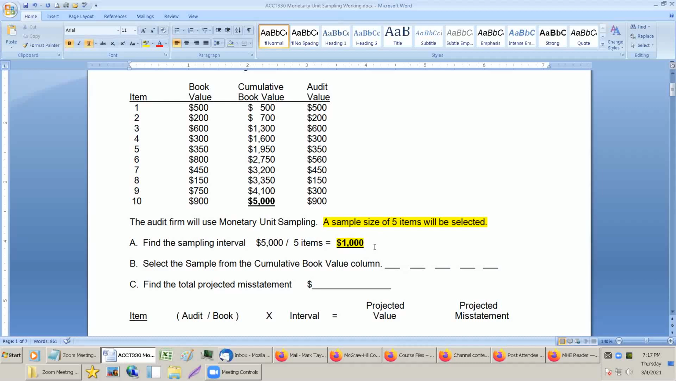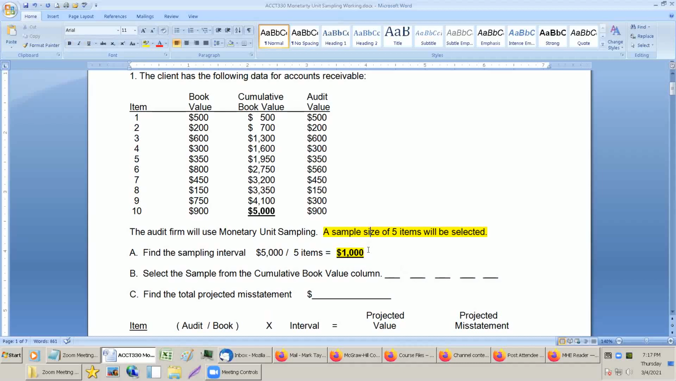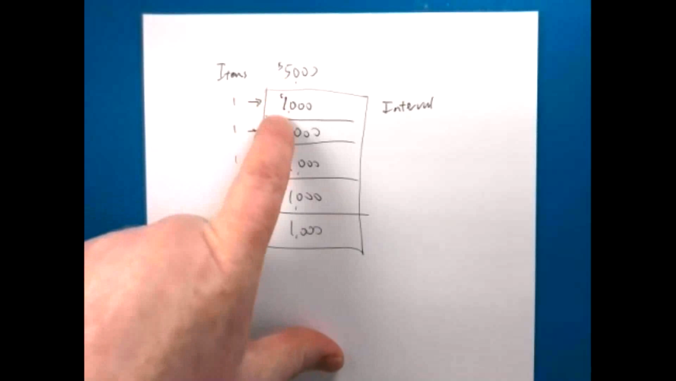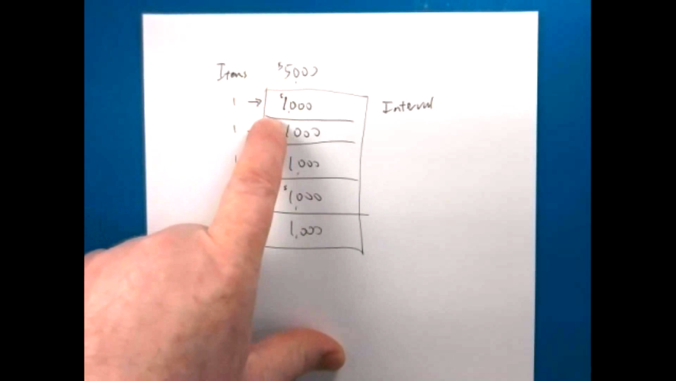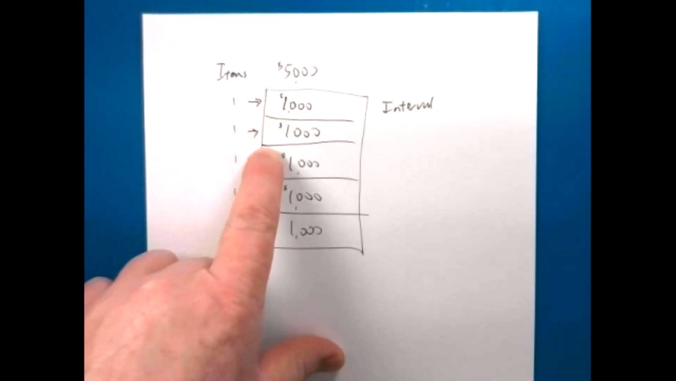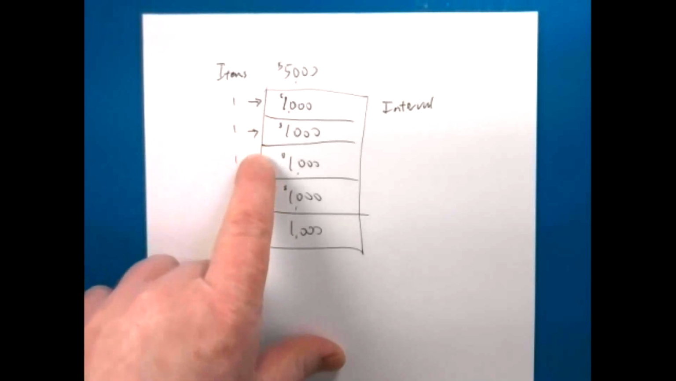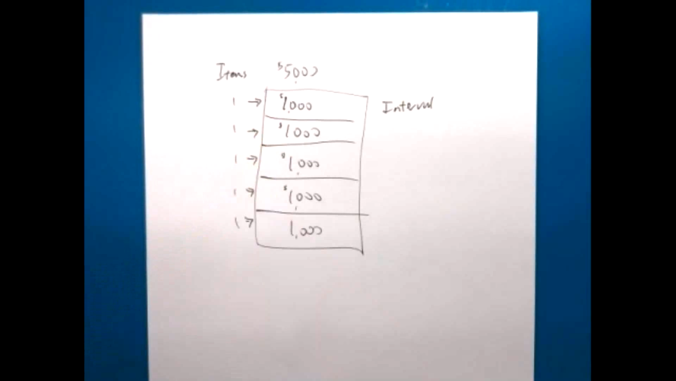And I'll tell you what I mean by that. So the sampling interval is going to be every $1,000, just like on this thing over here. Okay, so here's what we're going to do. We are going to pick the items. We're going to look at the cumulative total, and the item that crosses the $1,000 threshold, we're going to pick that item. Then we're going to go to the next interval. So this will be at the $2,000 level. Whatever crosses the $2,000, we're going to pick that item. 3,000, you get the idea. So this is how we're going to pick our sample.